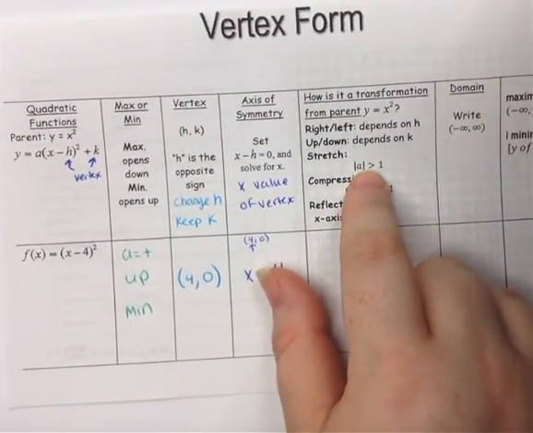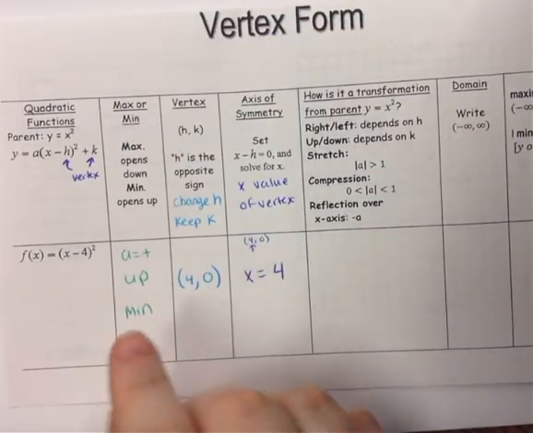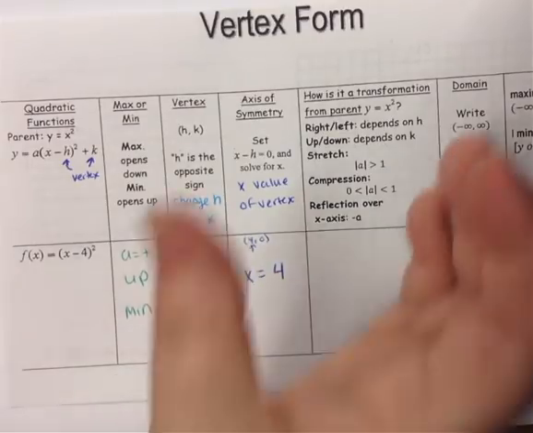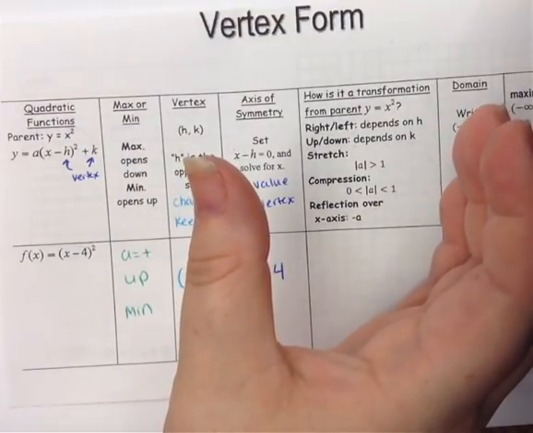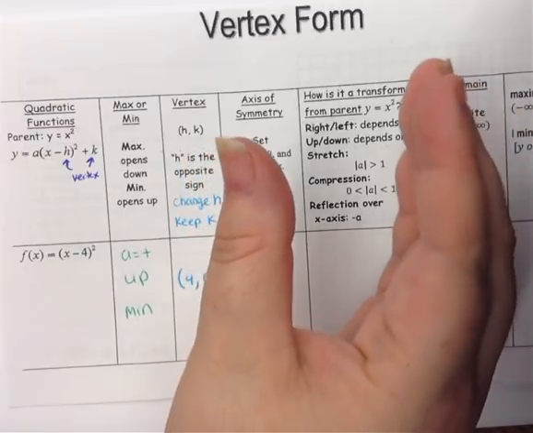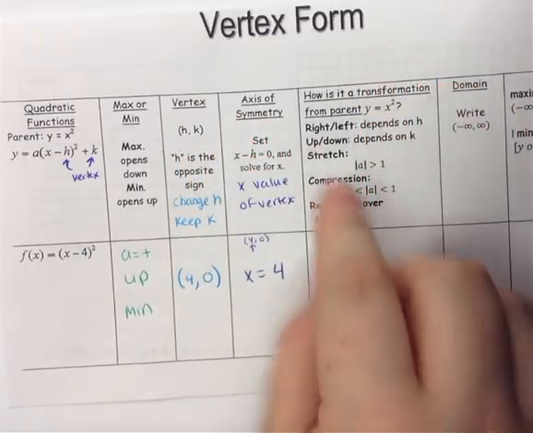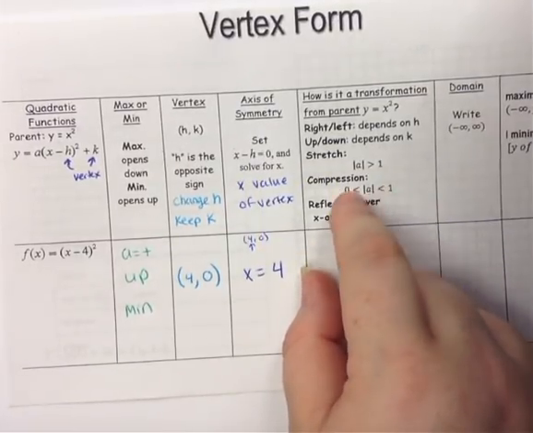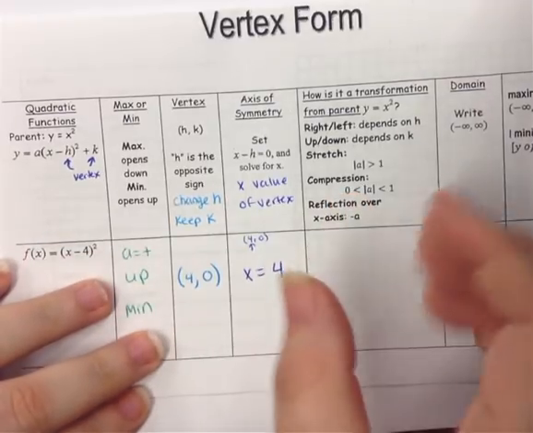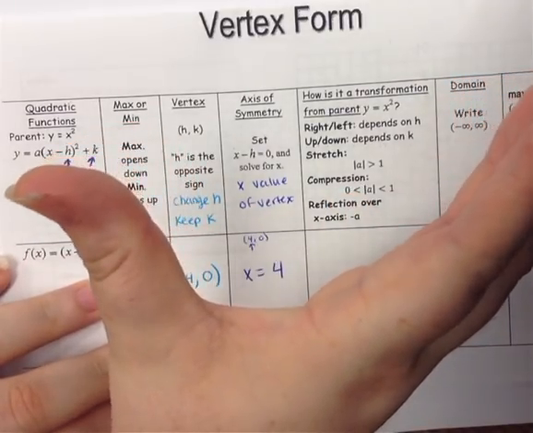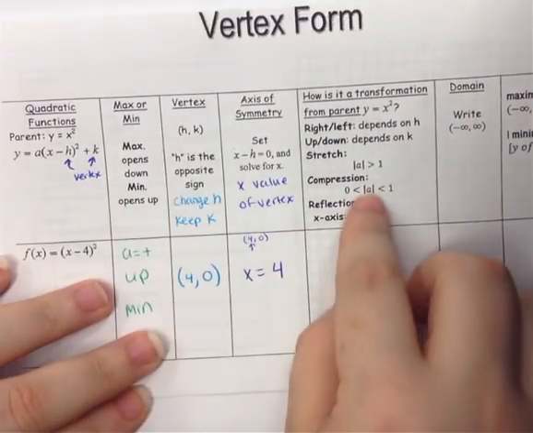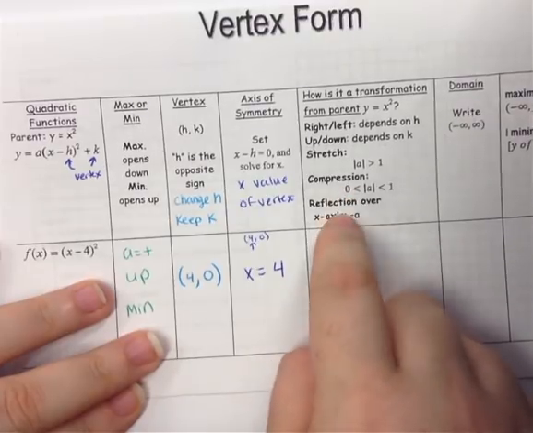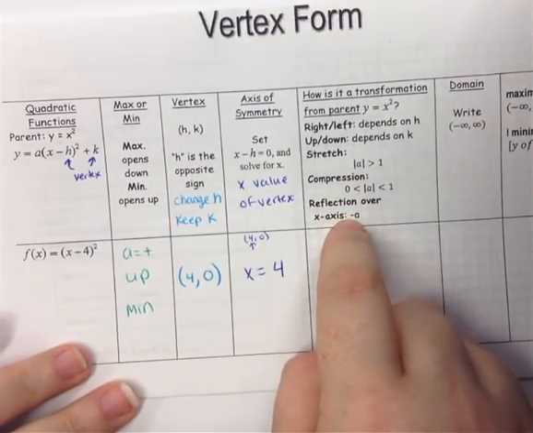If it stretches, it's because the absolute value of a, so just the value of it, is going to be greater than 1. A 1 keeps it a normal parabola. But if it's greater than 1, say 2 or 3 or 4, it's going to stretch and go skinnier. If the absolute value of a is smaller than 1, but still bigger than 0, then it's going to go wider. We're talking about the absolute value because I just want to know the value of it. If it's a negative, that's when it reflects over the x-axis.